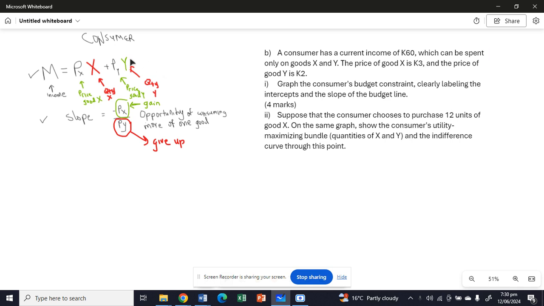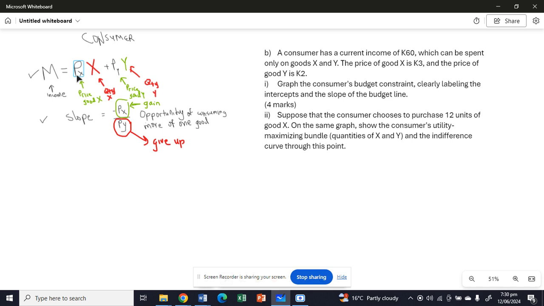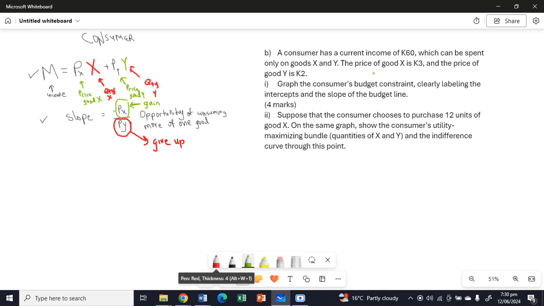All right. So, as you can see, consumer theory is all about consumers making decisions when purchasing goods so that we can have the most satisfaction or the most value from those goods. In this case, the first thing we need to do is make our budget constraint line, which is in this format: M equals PX times X plus PY times Y. M represents income. In this question, the income is 60 kwacha.